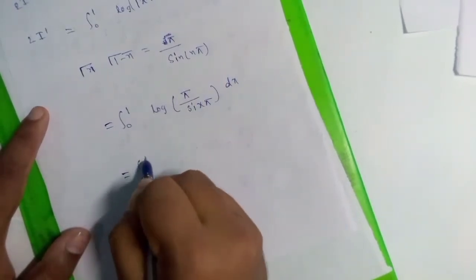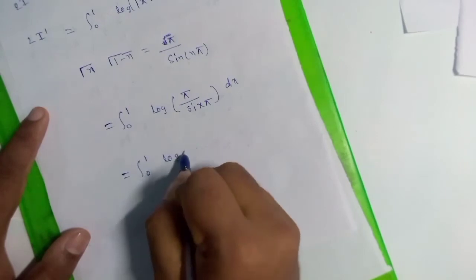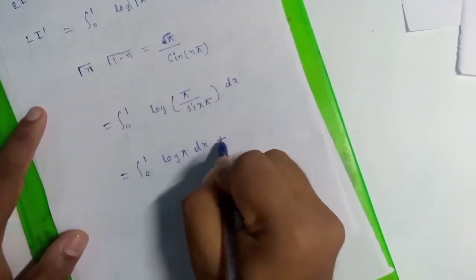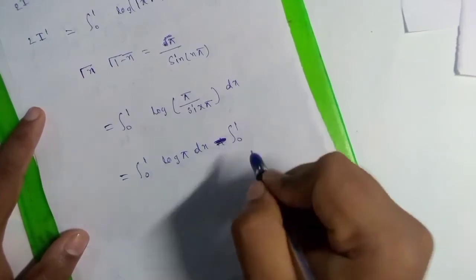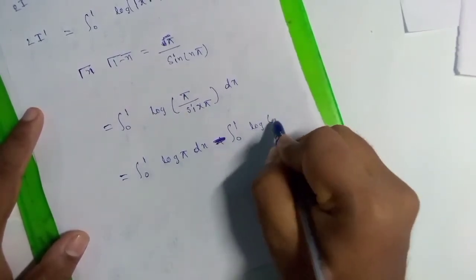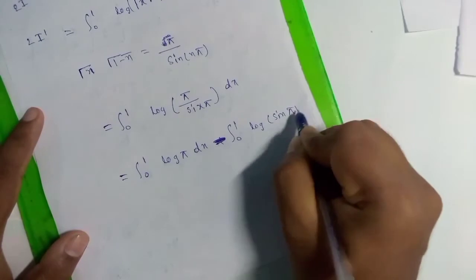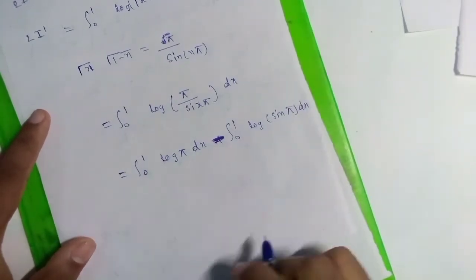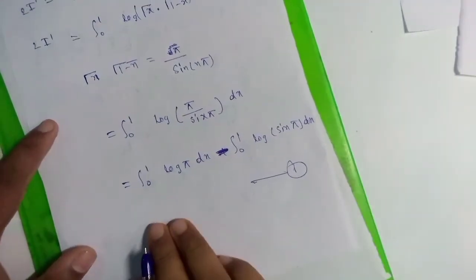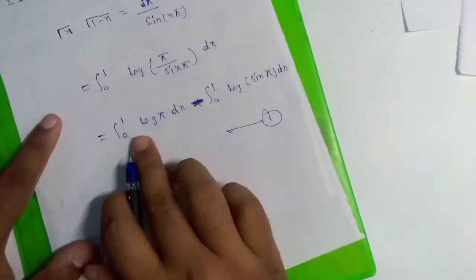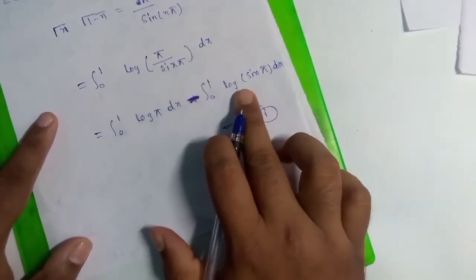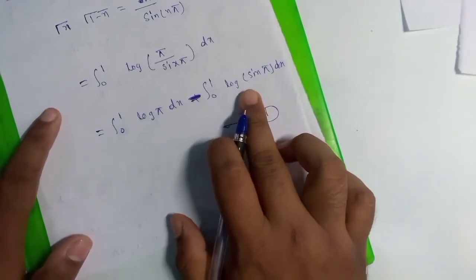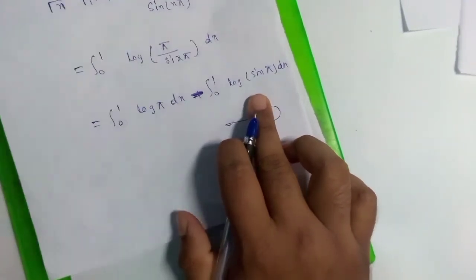So integral 0 to 1 log pi dx plus, here it is minus, integral 0 to 1 log of sin pi x dx, and we remark this as equation 1. This first integral is very simple, but how do we solve the log sin pi x integral? So now we solve this integral.